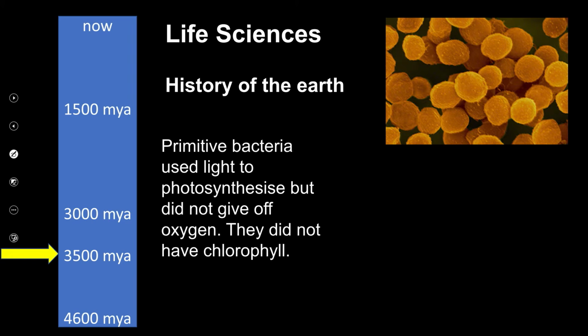Then, 3,500 million years ago, bacteria, as we know them, existed, and these were weird because they used light to photosynthesize. So they could make their own food, they didn't have chlorophyll, and they didn't give off oxygen. But these at least were closer to the bacteria that we know today.